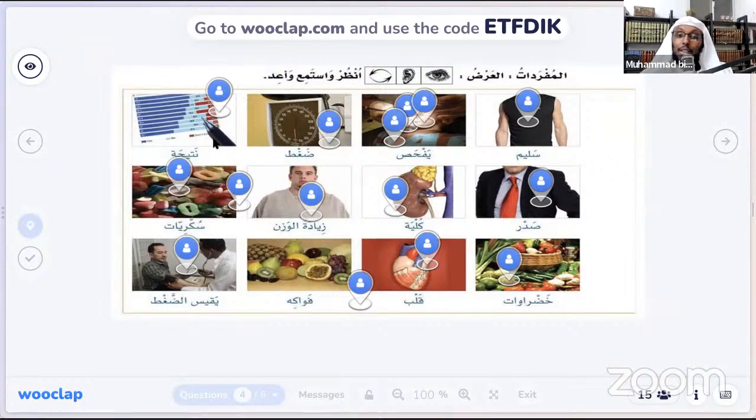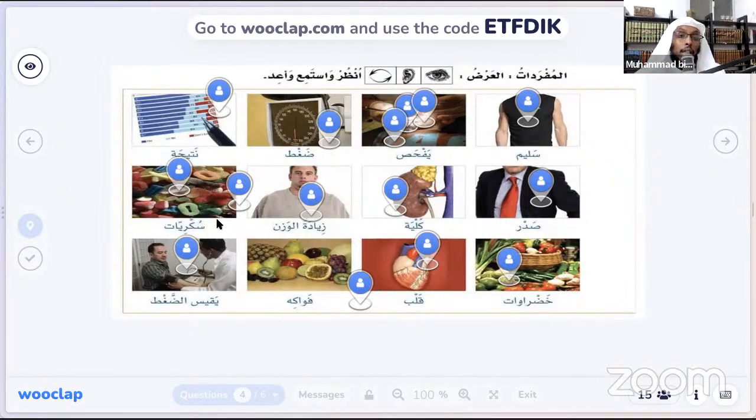The difference would be the شدة. So keep that in mind. كلية and كلية, as in كلية الطب, the difference would be the شدة. كلية has got two shaddas, one on the lam, one on the ya, whereas كلية has got no shaddas at all. زيادة الوزن, some people call it كلية, all the same. زيادة الوزن means obesity, or زيادة literally means increase, a lot of الوزن. وزن means weight.